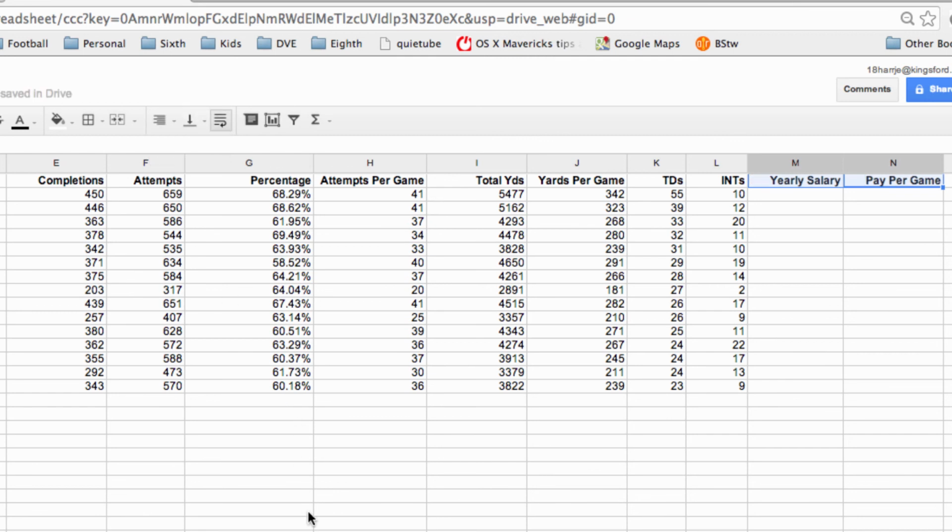So again, if you don't finish this on Wednesday, you'll be able to carry it over to Thursday because we're going to talk about columns M and N in Thursday's screencast. All right, good job.